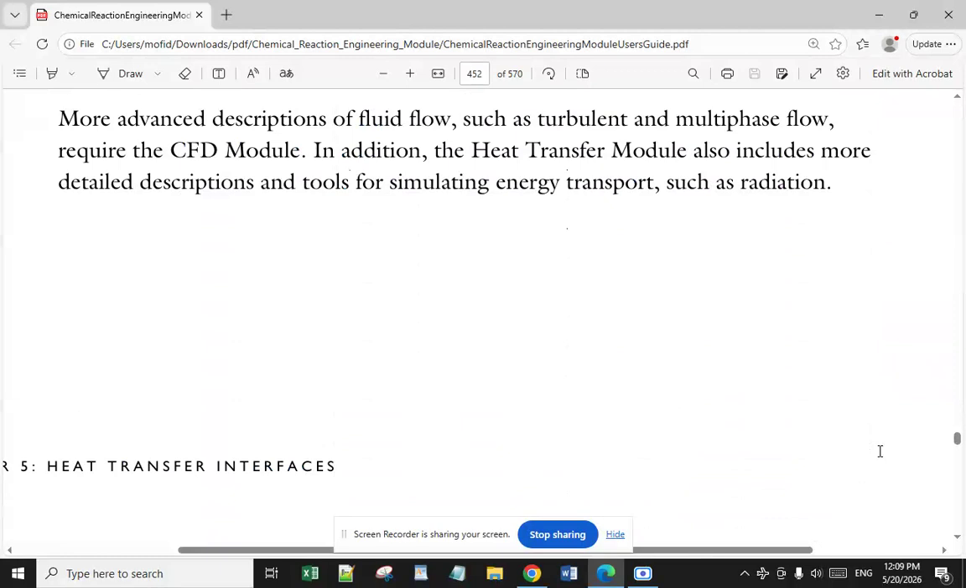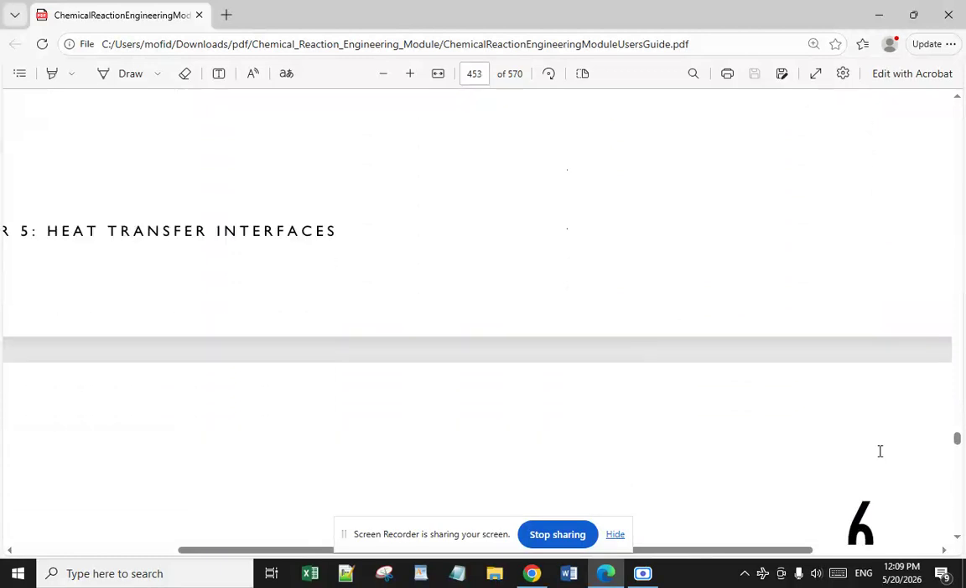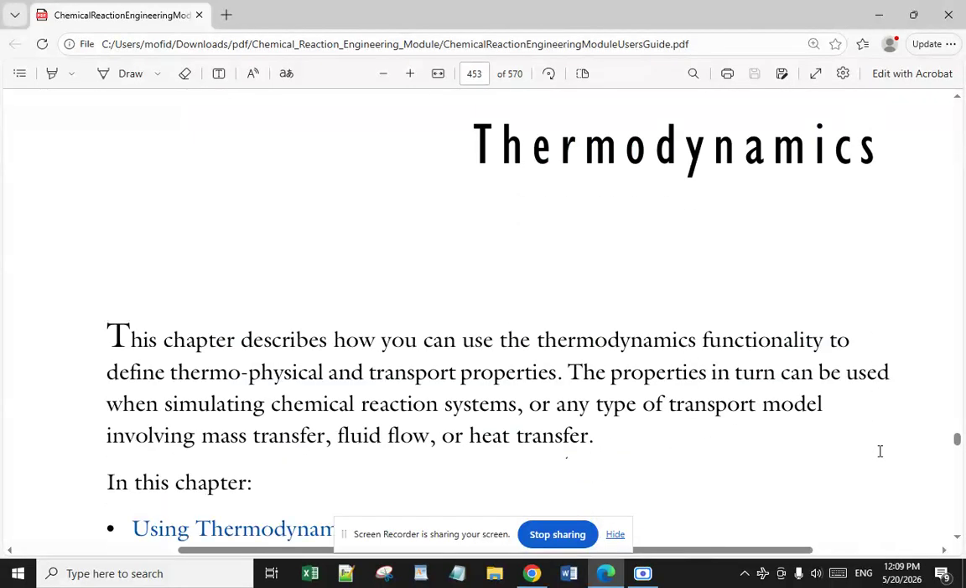More advanced descriptions of fluid flow, such as turbulent and multiphase flow, require the CFD Module. In addition, the Heat Transfer Module also includes more detailed descriptions and tools for simulating energy transport, such as radiation. Now I want to go through thermodynamics.